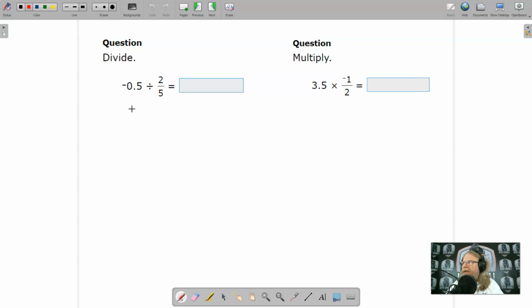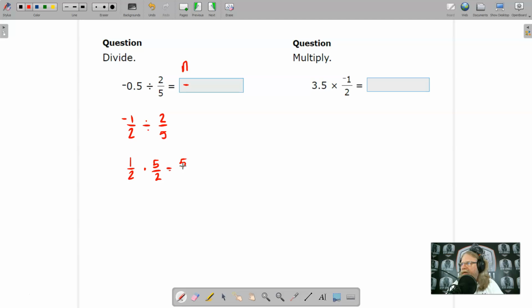On the next two problems here, I would suggest you could make 0.5 into a fraction of 1/2. You could do negative 1/2 divided by 2/5. Why not? Let's go ahead and do that. So negative times a positive is going to be negative, so we know our answer is going to be negative. Let's put that there. Now let's keep the first. Let's flip the second. And let's go ahead and change the sign.